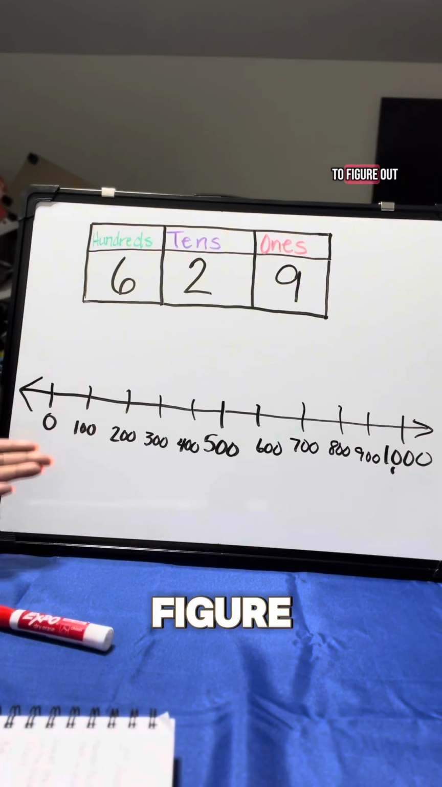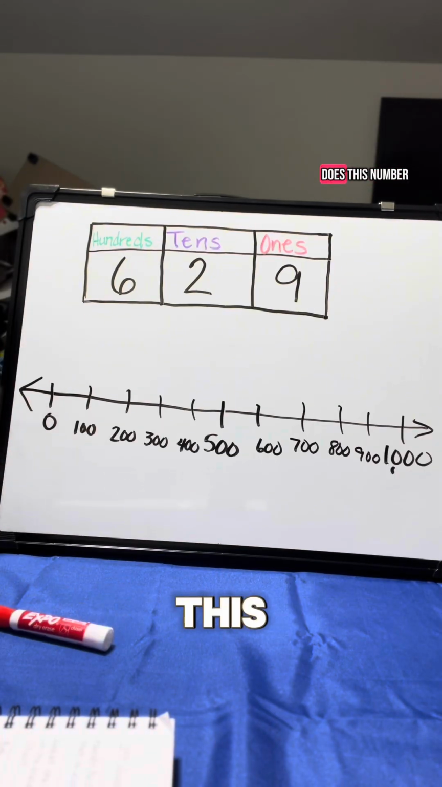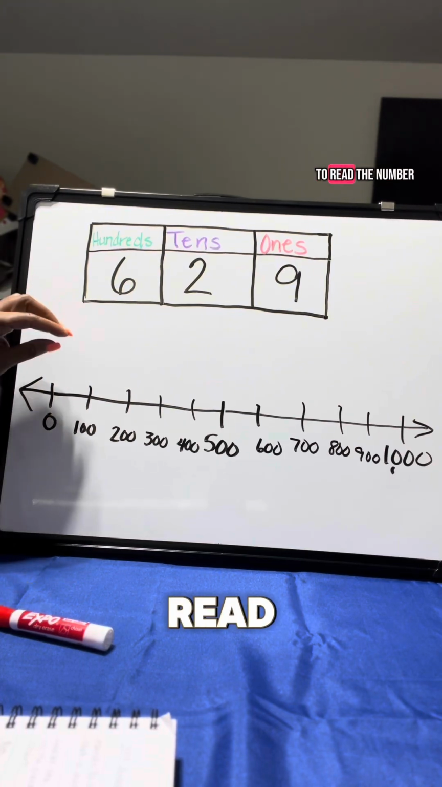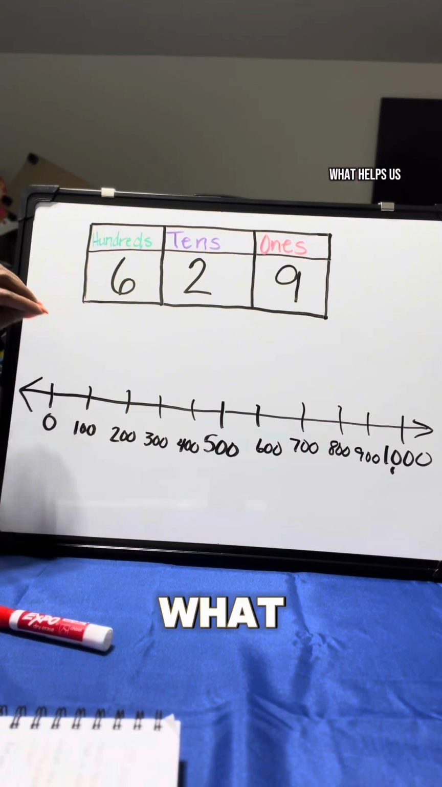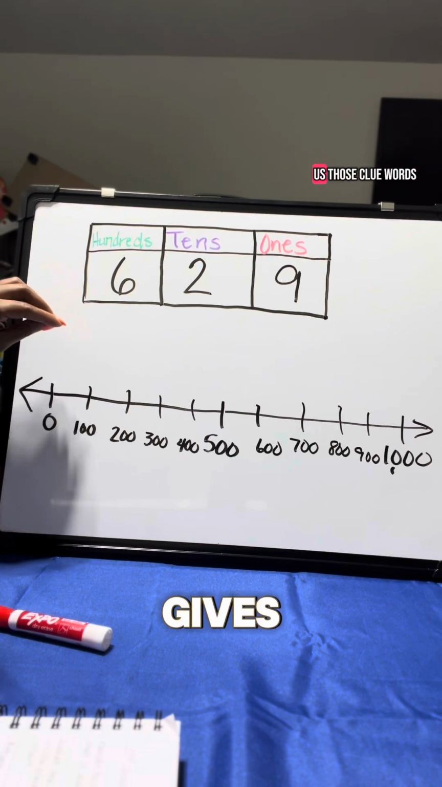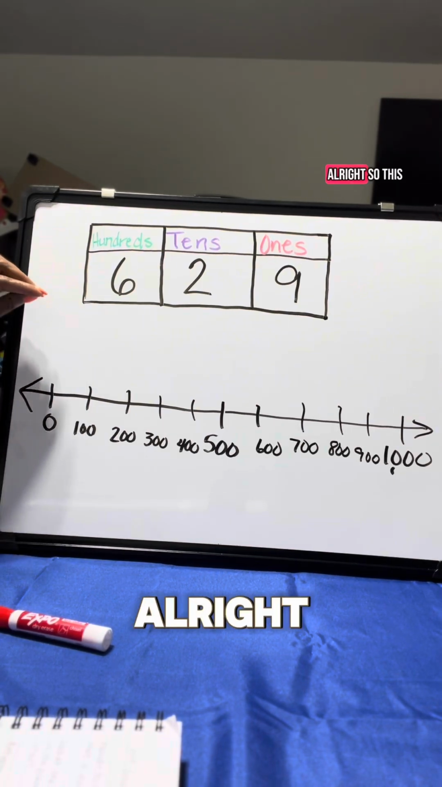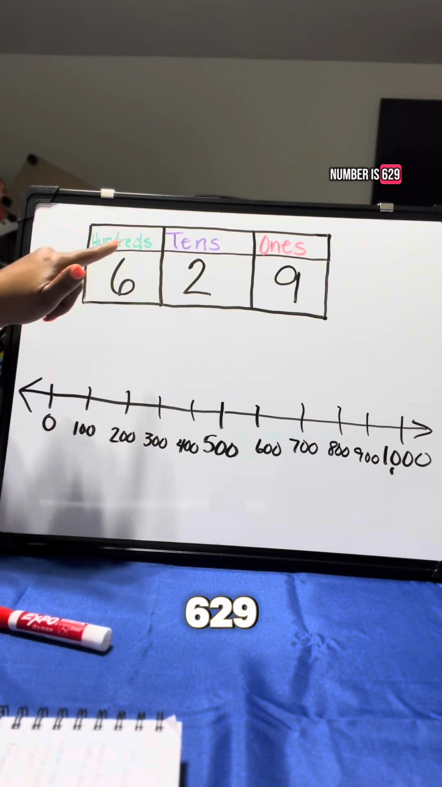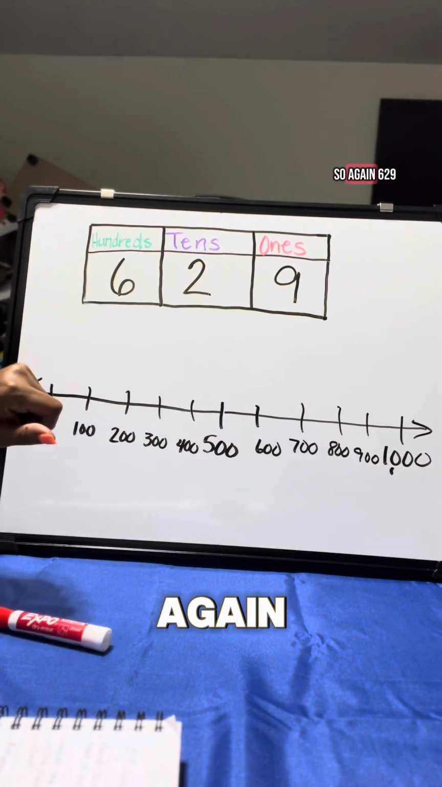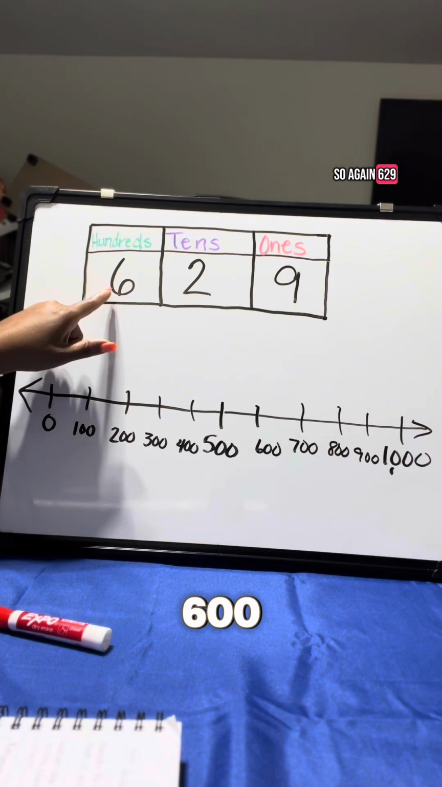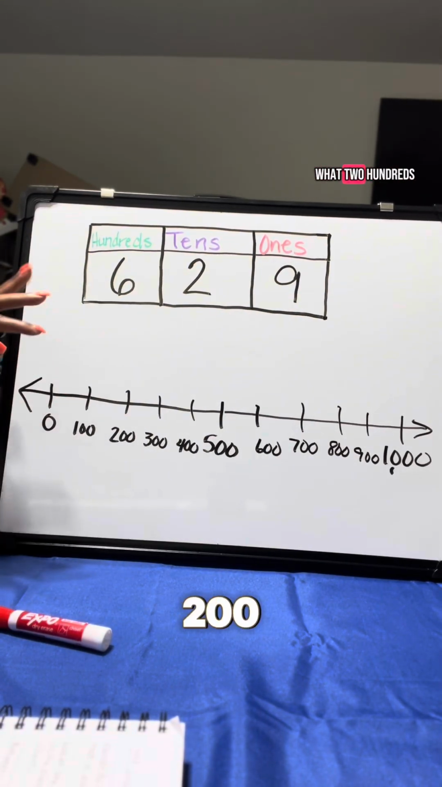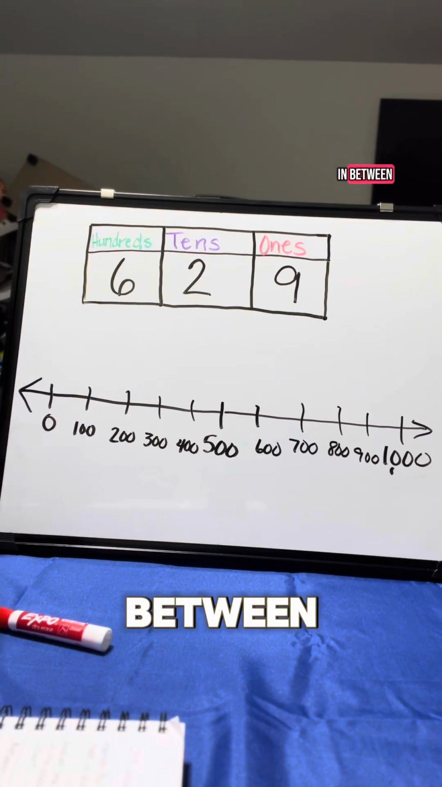Now we want to figure out what two hundreds this number falls between. Again, we are going to read the number because that is what helps us to figure it out. It gives us those clue words. This number is 629. So again, 629.